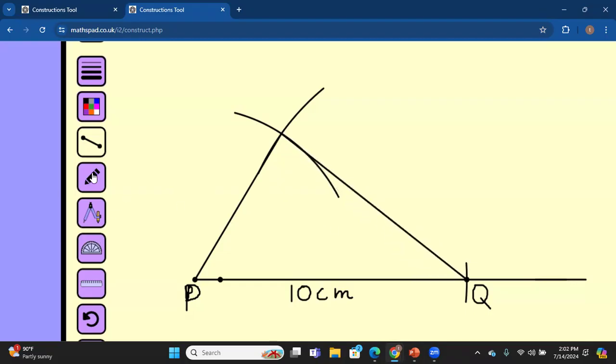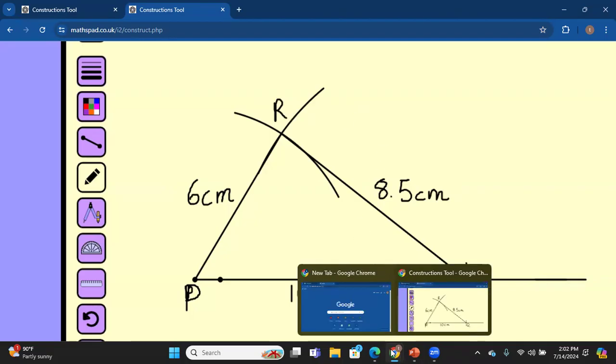So what we have? Well, this is 6 centimeters, and this right here is going to be 8.5 centimeters. And then this right here is going to be what? R, right? So this is R. And this is how we perform the construction. And so let's go back to the question.